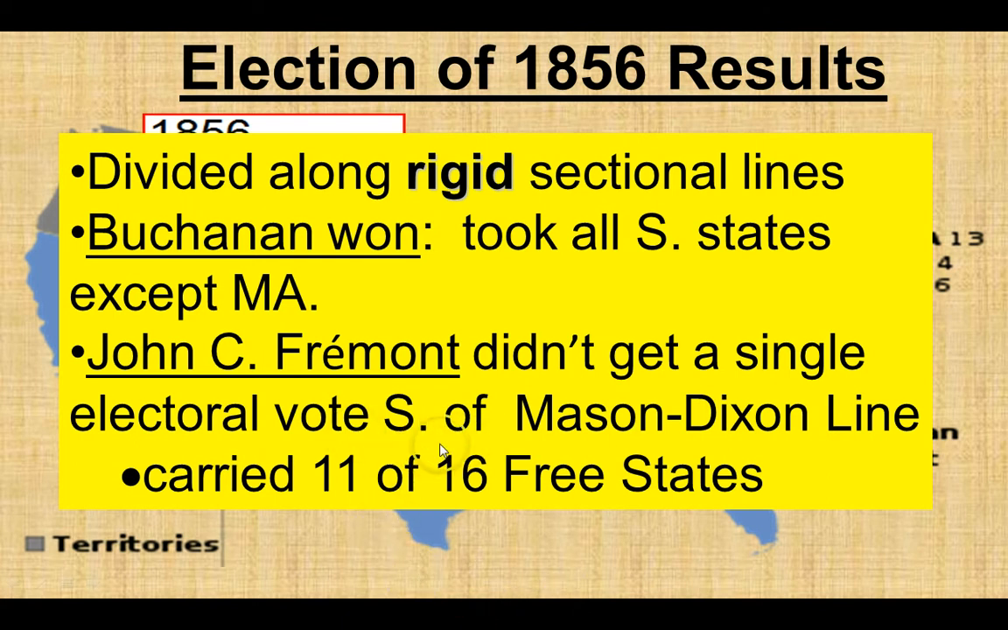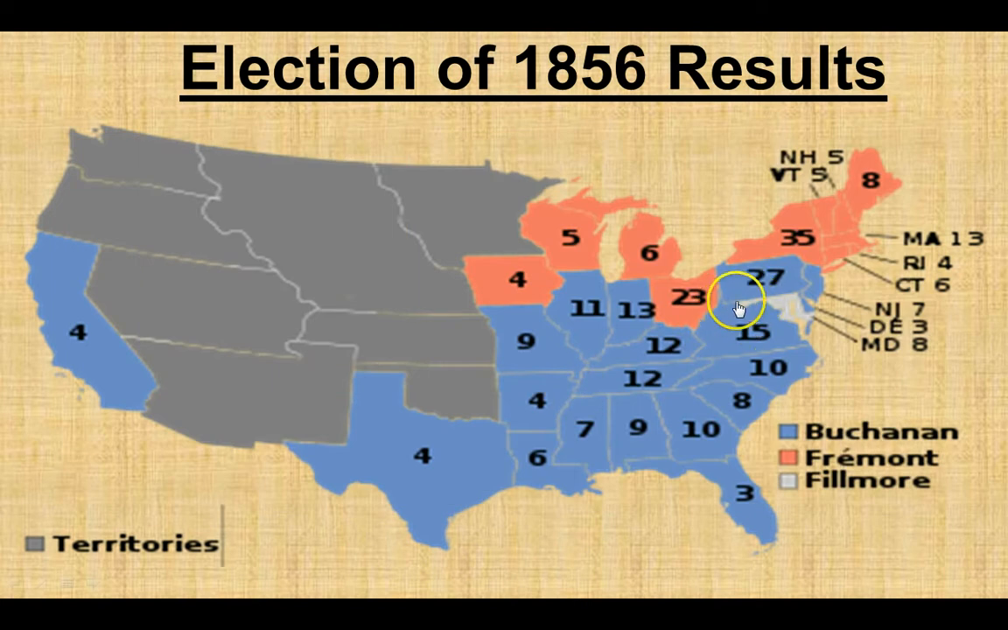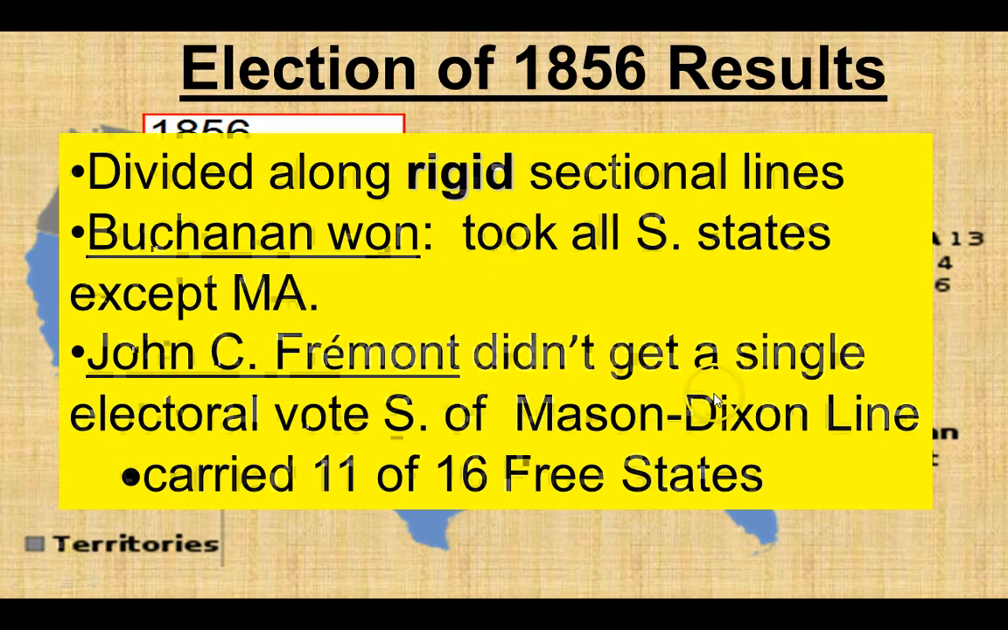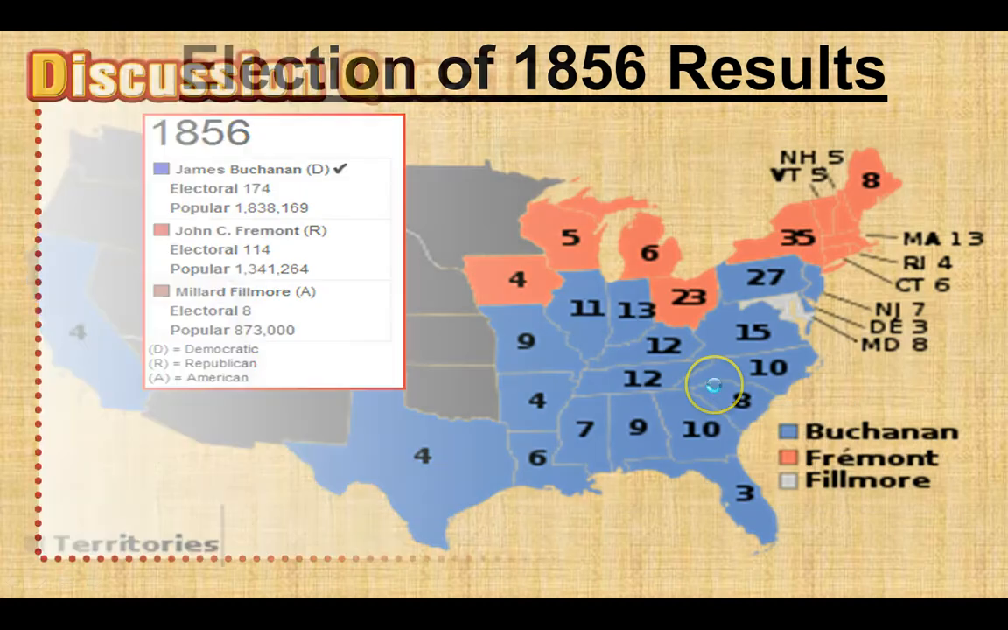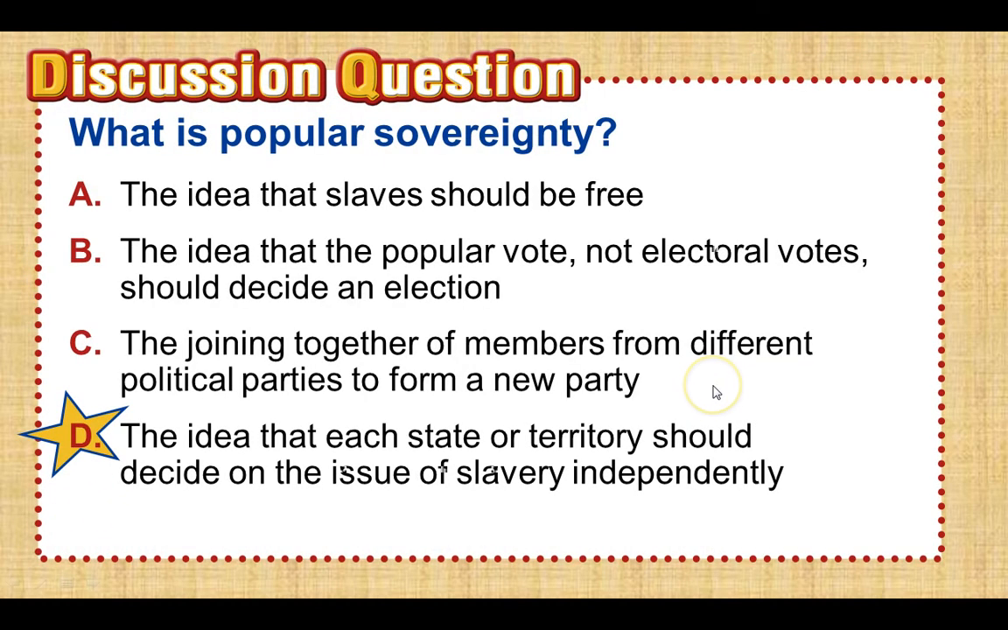Fremont doesn't get a single electoral vote south of the Mason-Dixon line. Again, that is the Mason-Dixon line, Pennsylvania and Maryland. All right. So, election 1856, telling us what's to come.